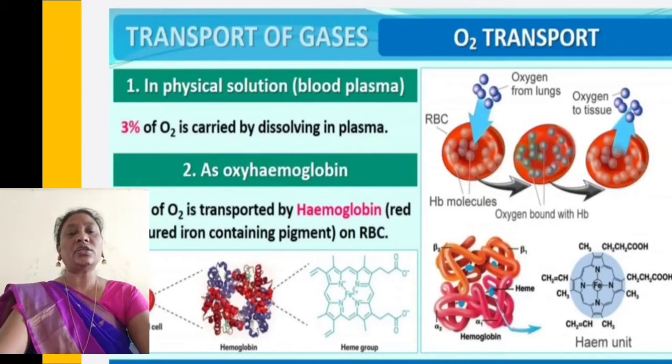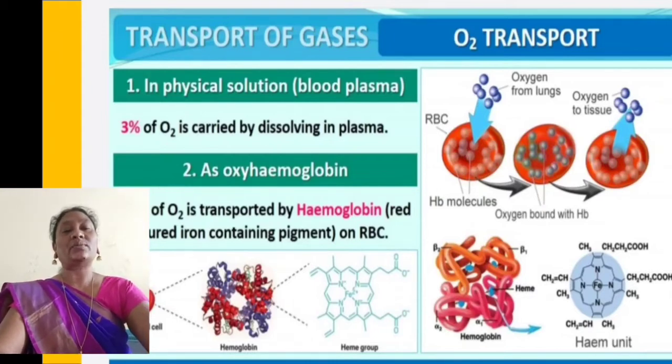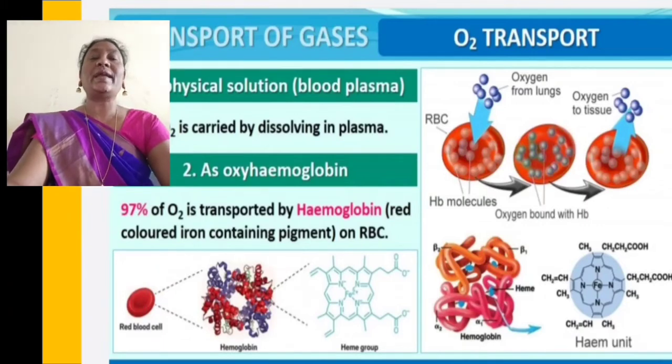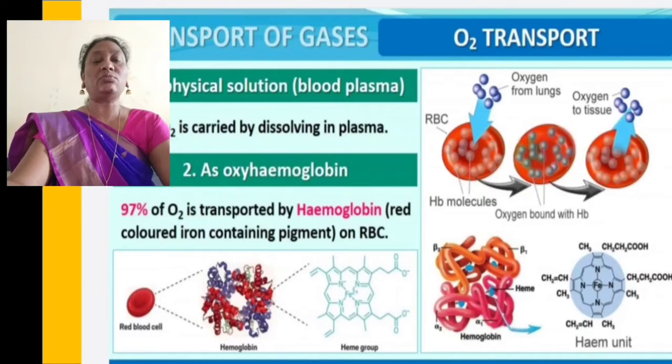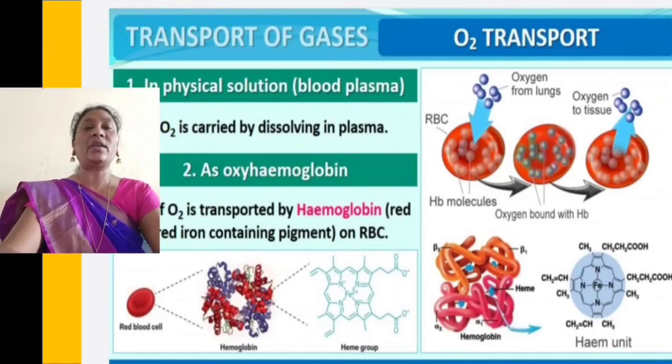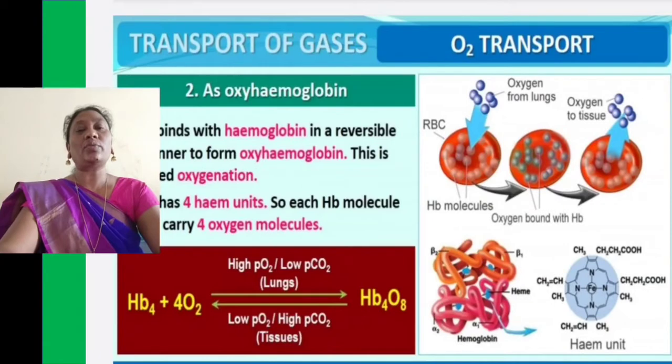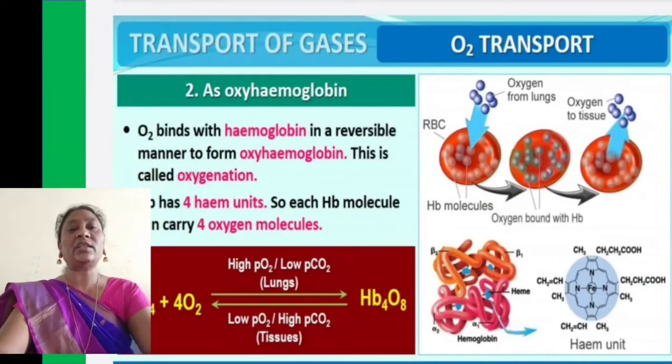Let us see oxygen transport. In physical solution in the blood plasma, 3% of oxygen is carried dissolved in the plasma. How much percent? 3%. And as oxyhemoglobin, 97% of oxygen is transported by hemoglobin. It is a red-colored, iron-containing pigment. You can see the hemoglobin pigment here. That is why blood is red in color. What is the red-colored pigment? It is hemoglobin. Heme means iron, and globin is a protein. It is a combination of iron and protein.